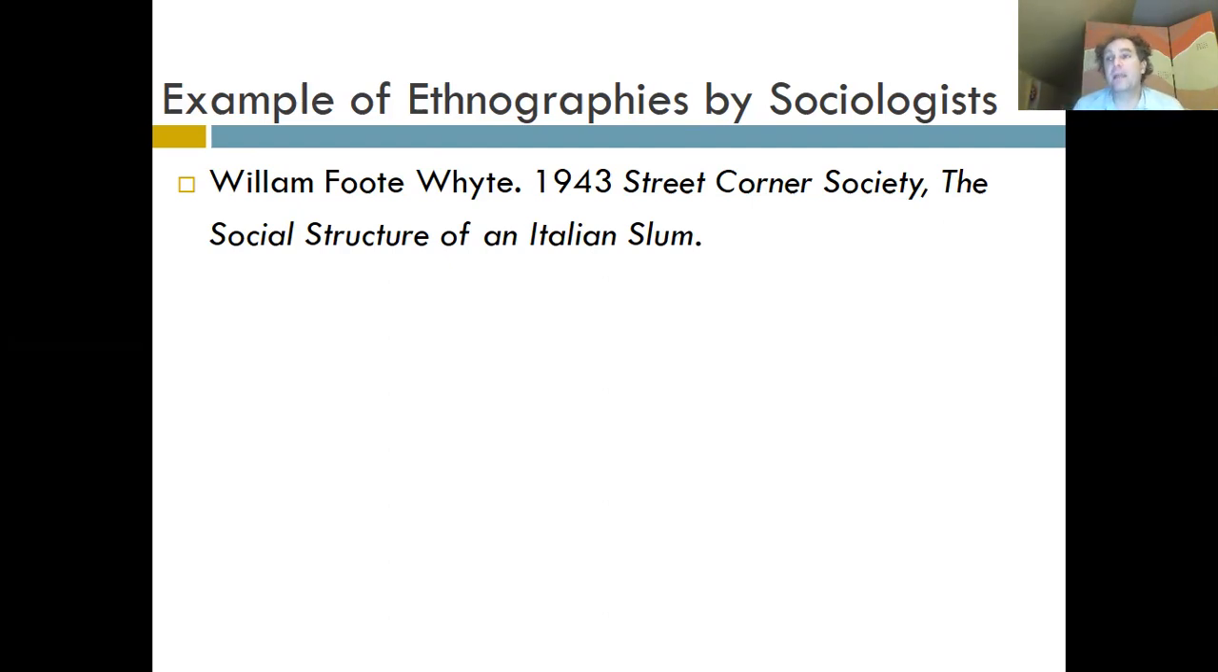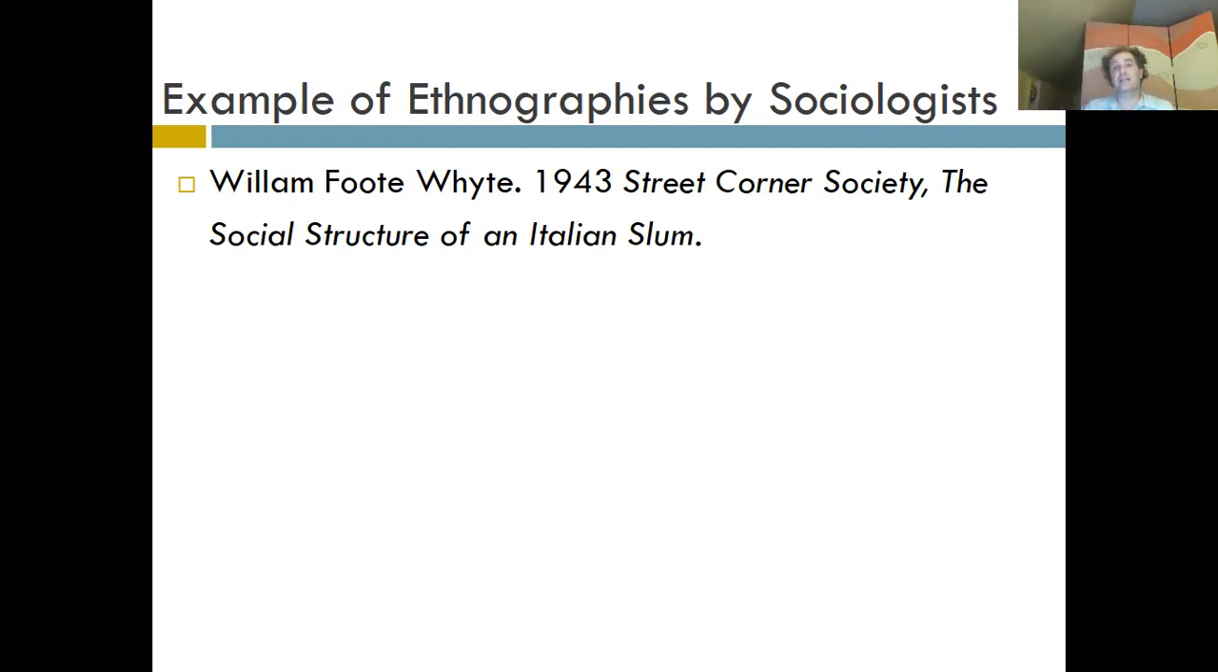And so what Whyte did is he, in the early 1930s, went and lived in a slum district of Boston, right? This was a period of time in which there was still mass immigration, and there were many Italian immigrants moving into Boston. And so he wanted to understand this immigrant experience. And so he went and lived in this neighborhood and spent 18 months living with an Italian family.